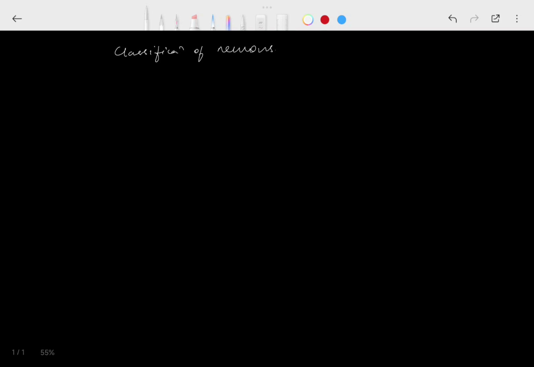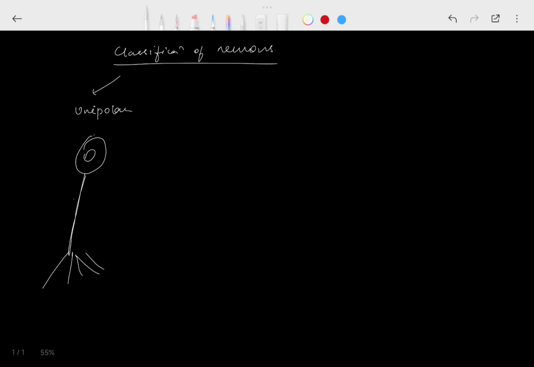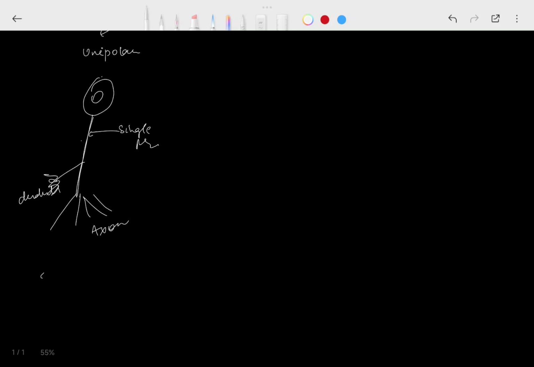Now we'll talk about classification of neurons. We have the unipolar neuron, which gives rise to only a single pole. This is the cell body and it gives rise to only a single process, whether it is an axon or dendrite. It is found in invertebrates.